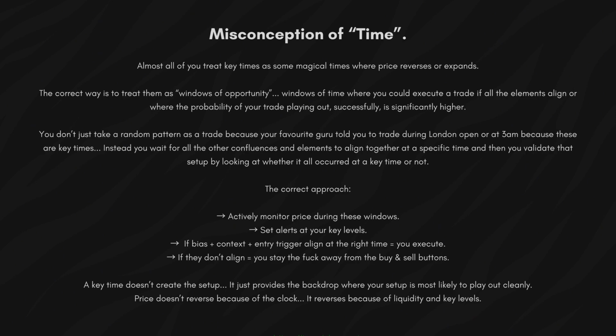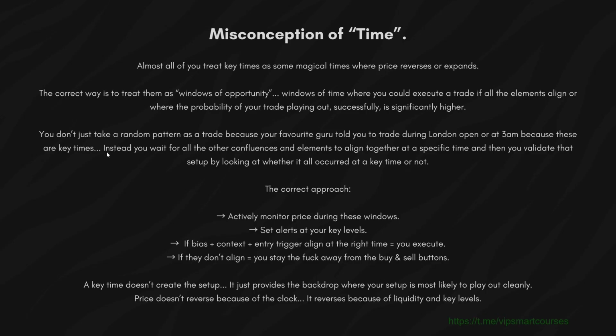What I mean by that is that if everything aligns with each other at one of these windows of opportunity or key times, such as the 3 a.m., then the 3 a.m. part in this case only acts as a confluence and validates the setup. You don't just take a random pattern or a random setup as a trade because it formed at the London Open or during the 3 a.m. key time, and think that because these are key times, the setup is just supposed to play out regardless of the directional bias, or regardless of the presence of a market context on the intermediate time frame.